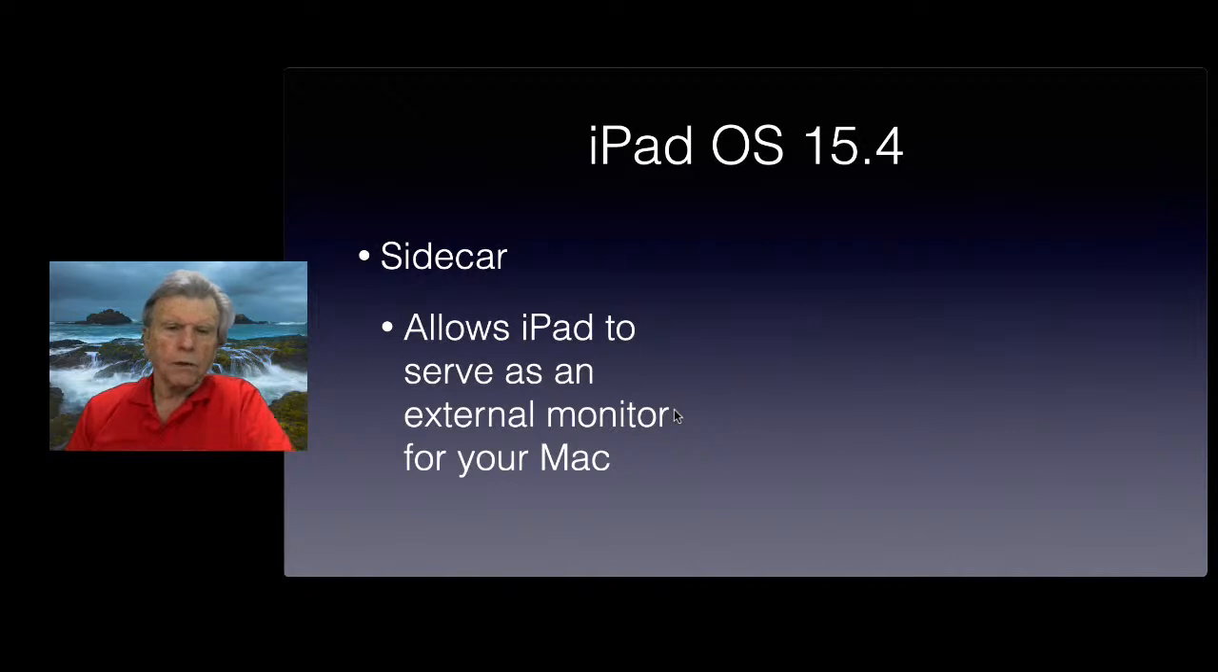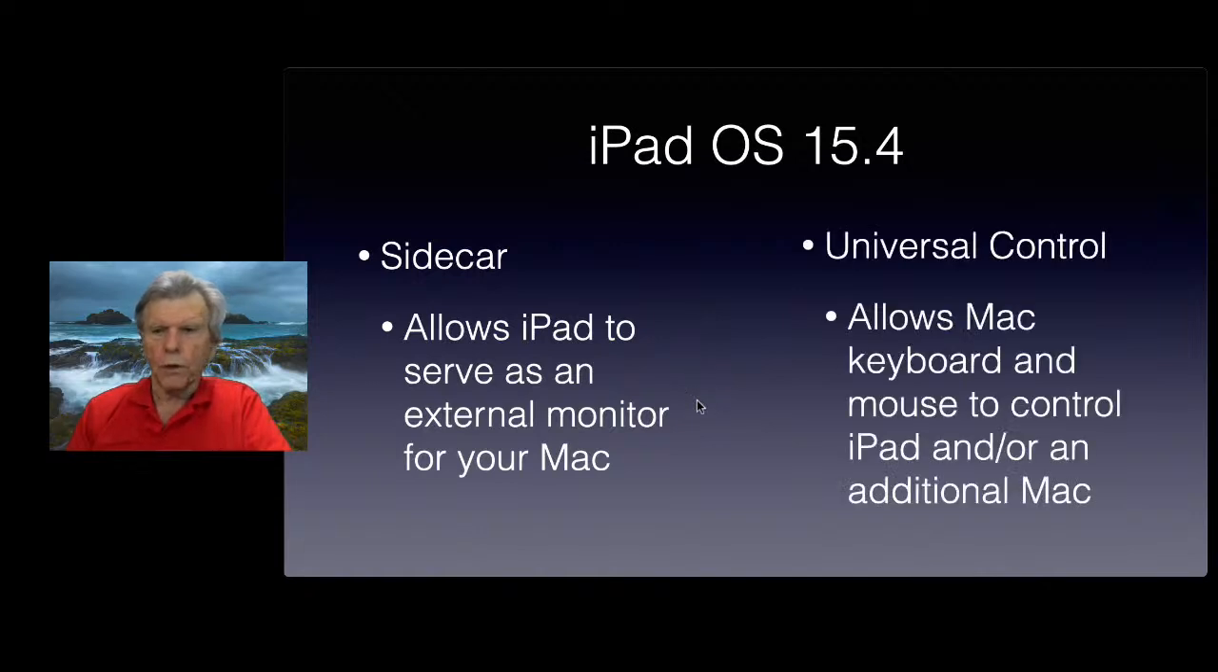So Sidecar, to explain the difference, allows the iPad to serve as an external monitor for your Mac, whereas Universal Control allows the Mac keyboard and mouse or trackpad to control an iPad and/or an additional Mac. And allegedly it can be more than one Mac.